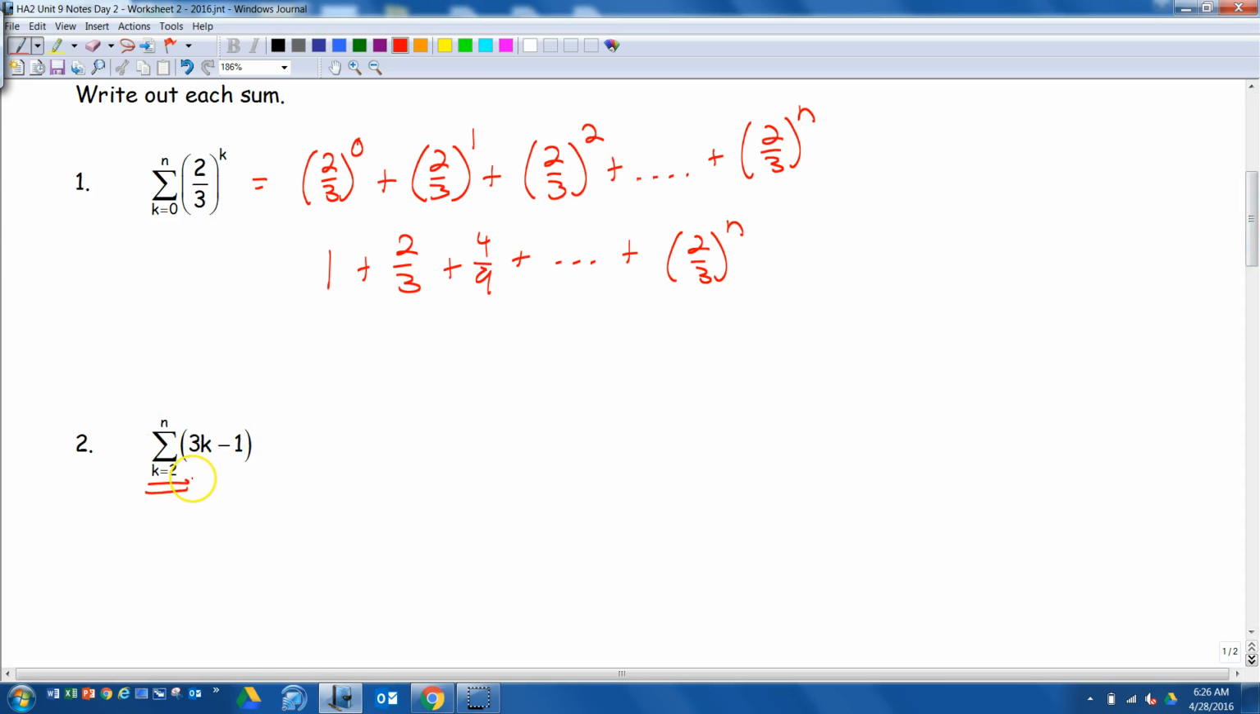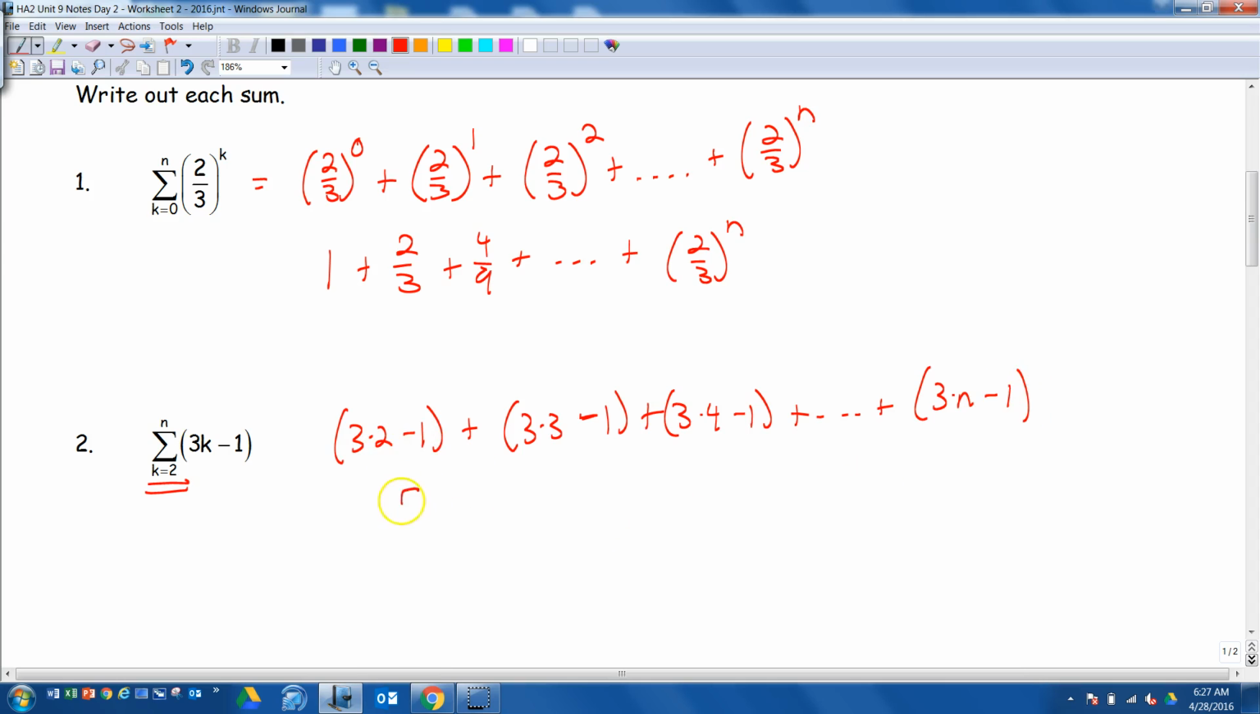Again, this tells you your starting point. So I'm plugging in 2 first for k. Now I'm plugging 3 in for k. Now I'm plugging in 4 for k. Now I'm going to dot dot dot it and then plug in n for k. This is 6 minus 1 is 5, plus 9 minus 1 is 8, plus 11, plus dot dot dot, plus 3n minus 1. So that would be the summation expanded out.